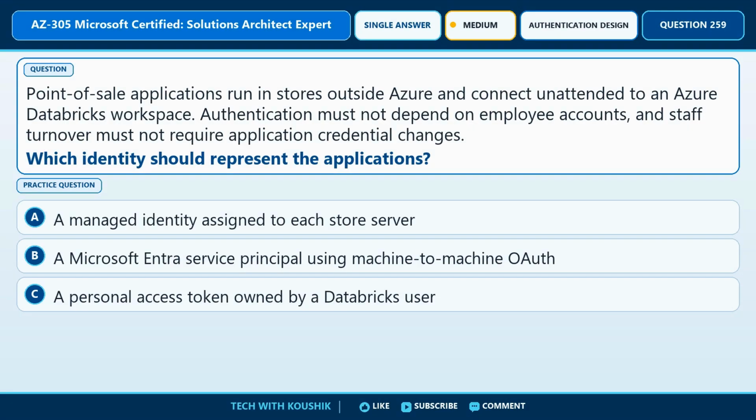The next item is question number 259. Point-of-sale applications run in stores outside Azure and connect unattended to an Azure Databricks workspace. Authentication must not depend on employee accounts, and staff turnover must not require application credential changes. Which identity should represent the applications? Available choices. Option A. A managed identity assigned to each store server. Option B. A Microsoft Entra service principal using machine-to-machine OAuth. Option C. A personal access token owned by a Databricks user.